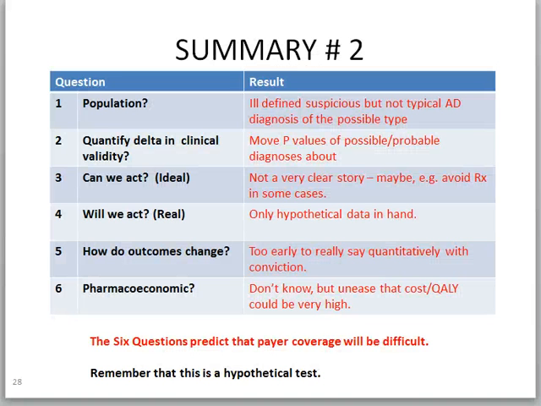So the summary is that if you look at each of these 6 questions, and again, it's a mock-up and a hypothetical for teaching purposes, you would predict that payer coverage is difficult, but maybe we were biased because we knew that the payer coverage was already negative.